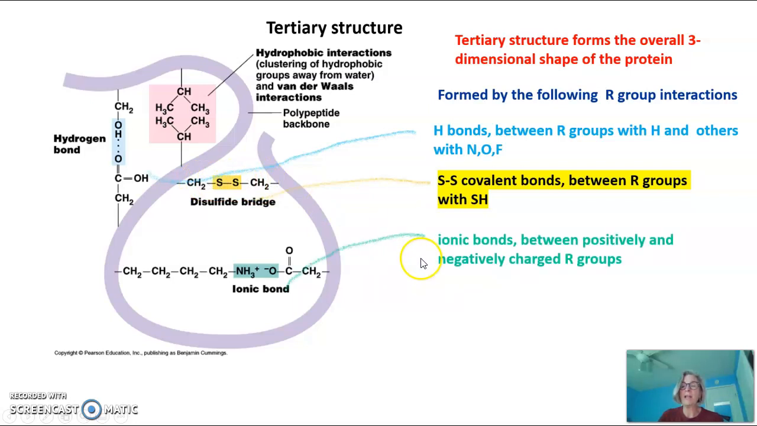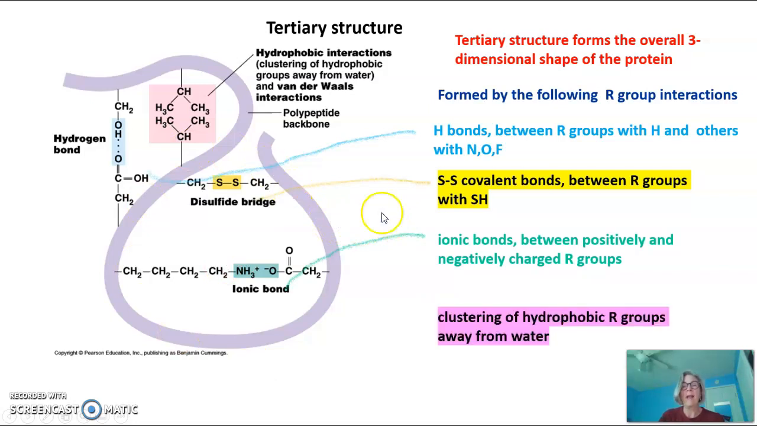There can also be ionic bonds between positively and negatively charged R groups, which again would aid in this bending or tertiary structure. Finally, there are some R groups that are hydrophobic, meaning water hating is what that word means. So they cluster together to try to stay away from the water. So if we have a hydrophobic R group here and a hydrophobic R group here, they're going to cluster together to try to hide from the water. And again, this is going to form another bend in the tertiary shape of our protein.